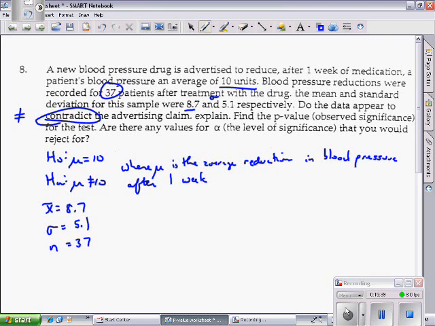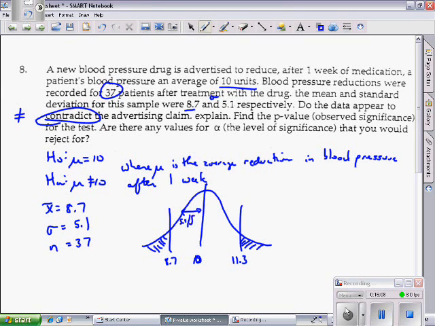On my picture, the middle of this is 10, like my original mu. It's a two-sided test, so those areas will add to give me my p-value. This is 8.7. That's 1.3 below 10. I just get that by subtracting. So 1.3 above 10 would tell me that's 11.3. And then this standard deviation is 5.1 divided by the square root of 37.